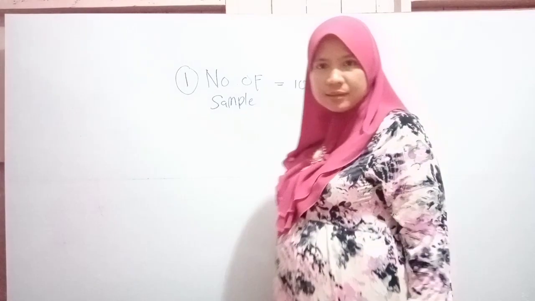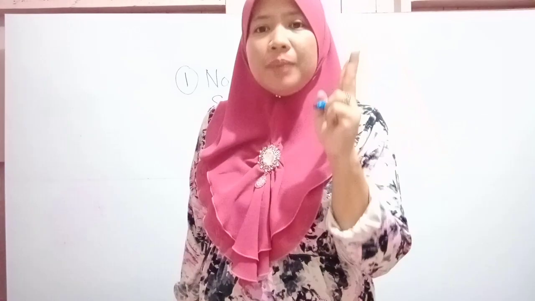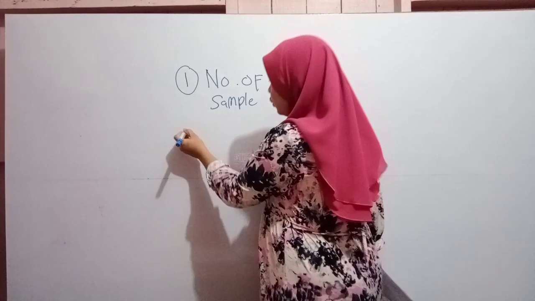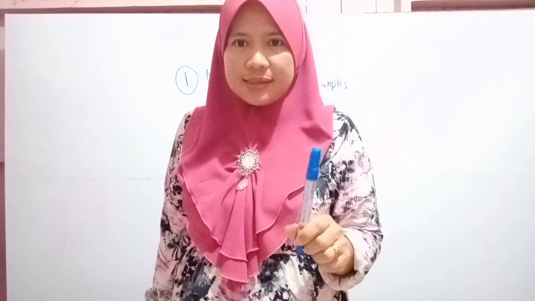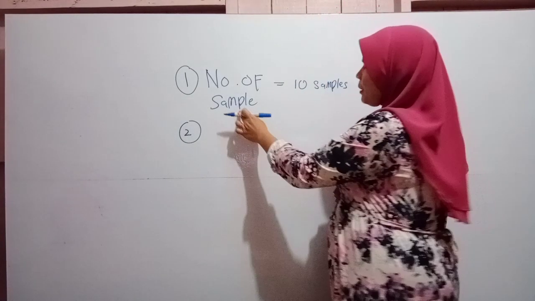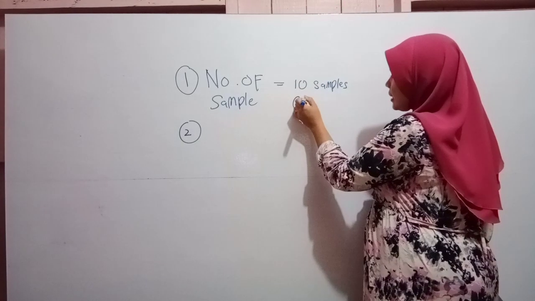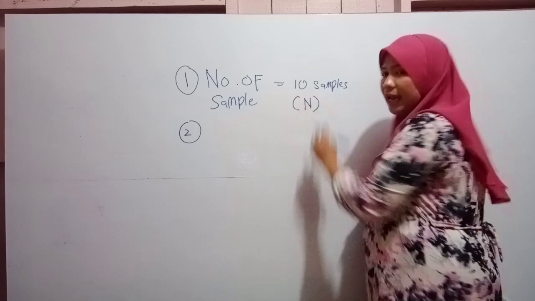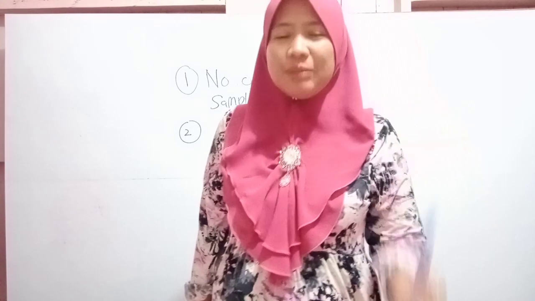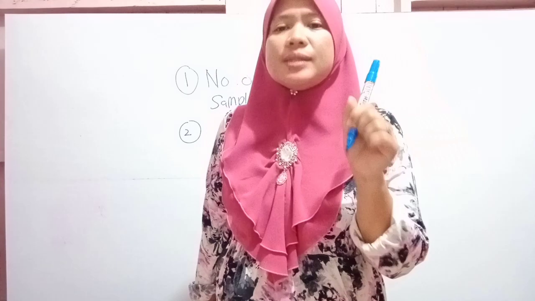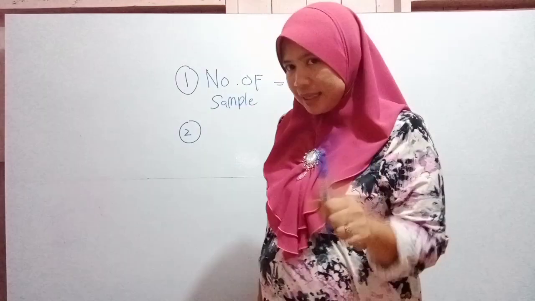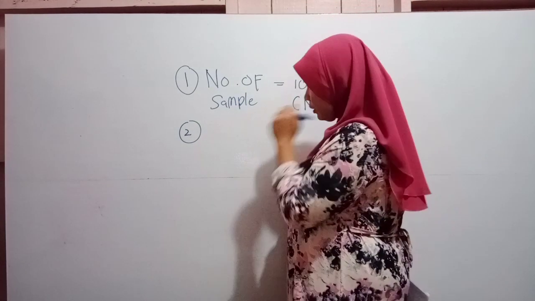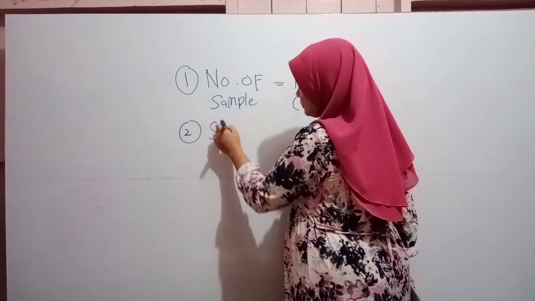The second information is number 2. You need to find out sample size. So number of sample we consider as N. N besar. Dalam teori saya bagi tahu kan, number of sample N, capital letters.